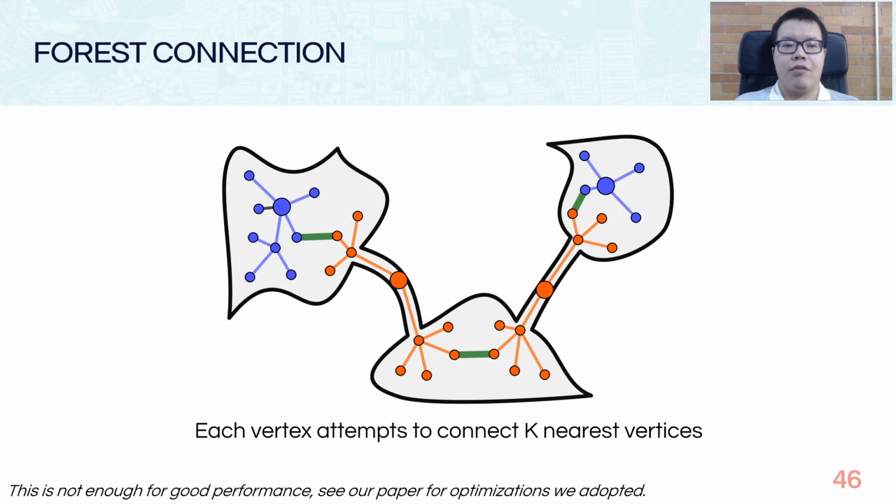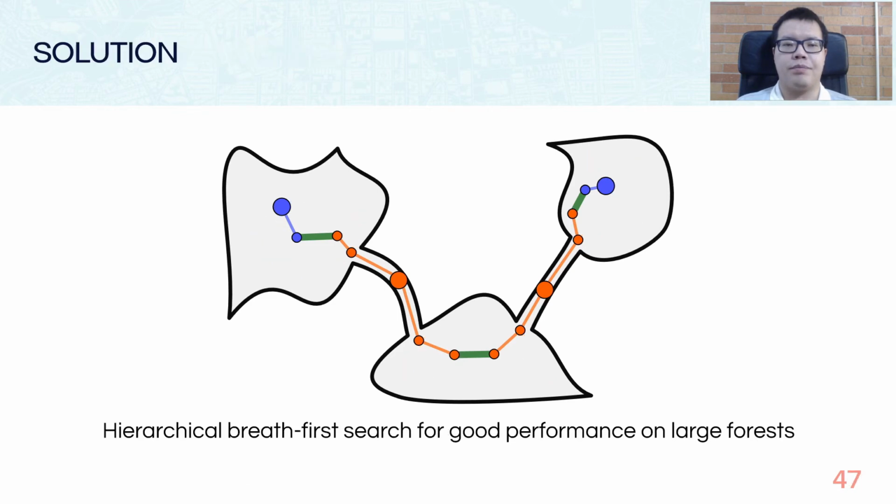Third, for each vertex in the forest, we try to connect it with its k nearest vertices. However, this is not enough for good performance. We encourage you to see the paper for additional optimizations we used. Last, we use a hierarchical breadth-first search for good performance in larger forests.